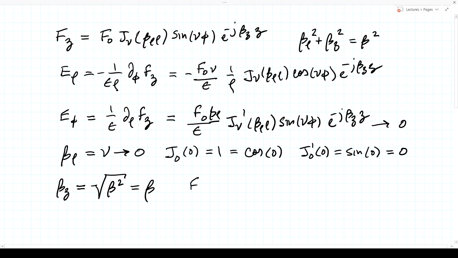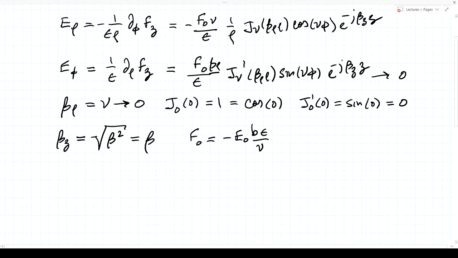And then let's take F0 to be minus E0 B epsilon over nu. This is an arbitrary constant, so for any value of nu, let's just set it equal to this. Then in that limit, that nu cancels that nu, this epsilon cancels that epsilon, and the minus signs cancel, and you're left with E0 B over rho. So what we end up with then is the electric field E_rho is E0 B over rho, e^(-j beta z), and that's it. Because E_phi, we said, just goes to 0, and E_z is equal to 0 because it's a TZ field.